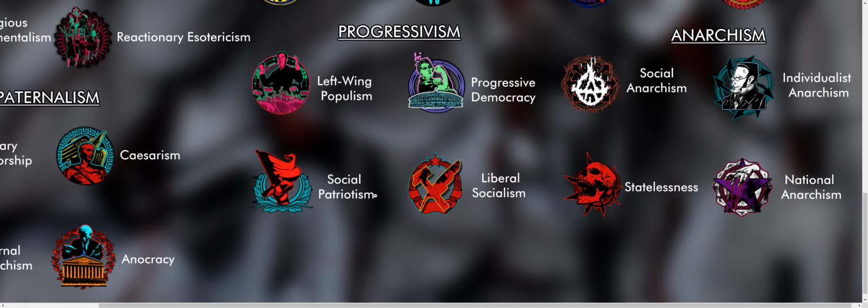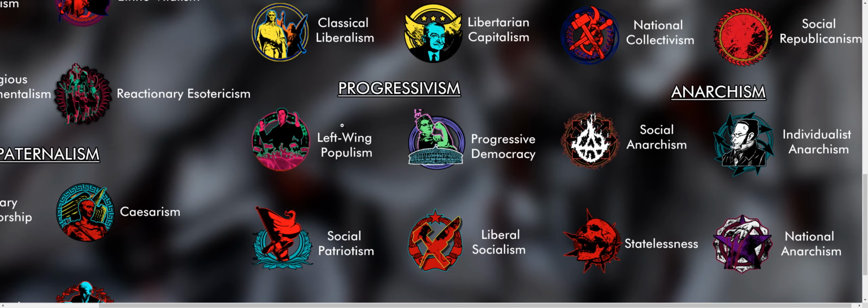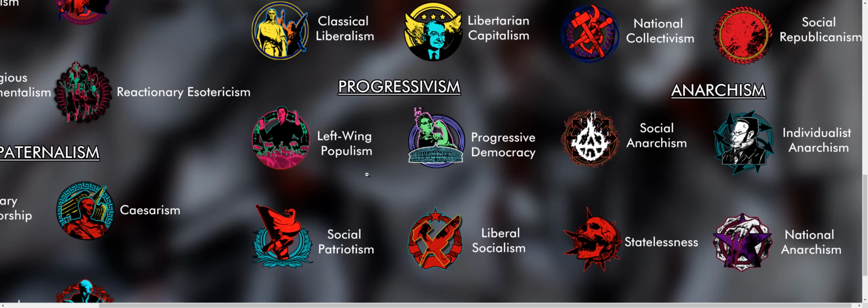Anyway, progressivism: got the long dong over here with left wing progressivism. Very nice. I like my long dongs. Then we've got left wing populism. Sorry, then we've got progressive democracy, about equality and all that. Then you've got liberal socialism, which is liberalism with a tint of red. And then social patriotism, a very interesting one.